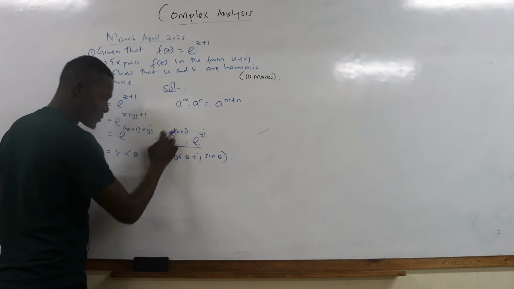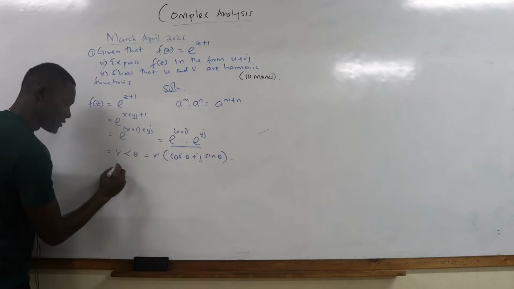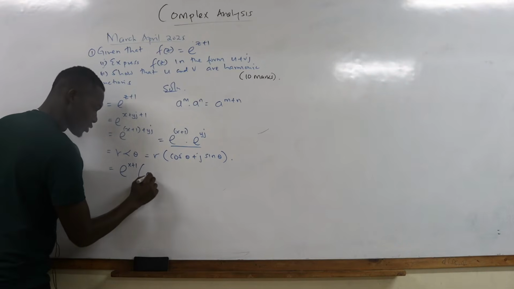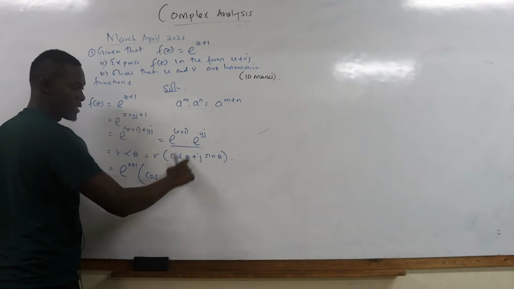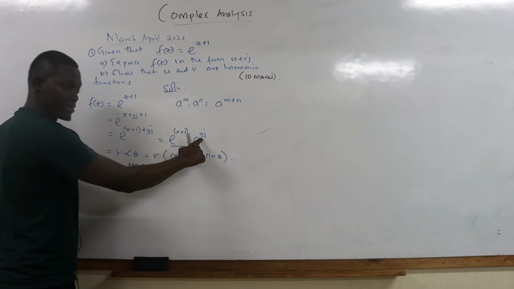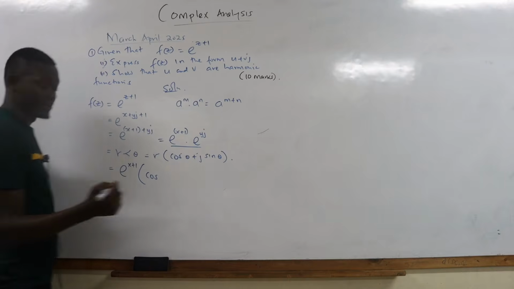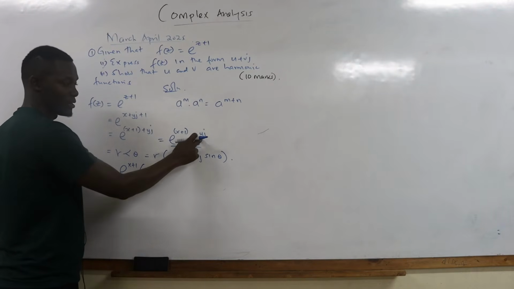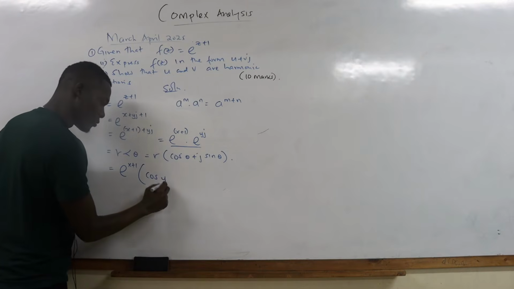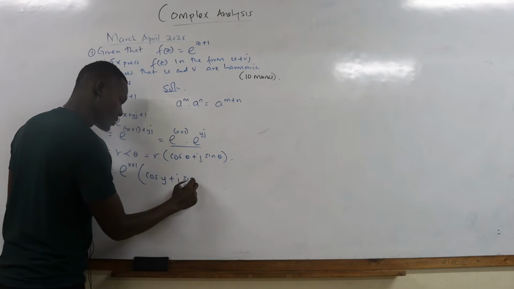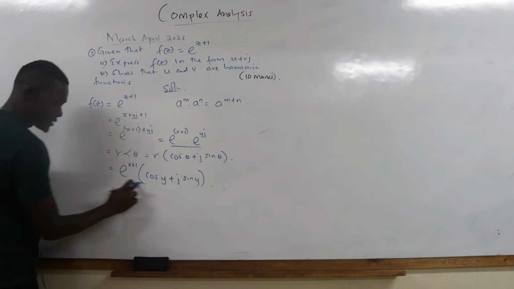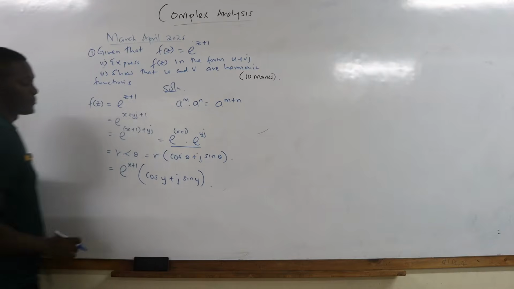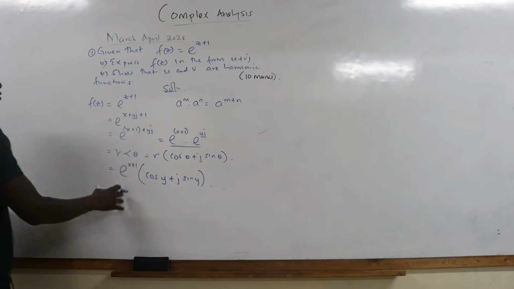Our r will be this value because it is a real value. So we shall have exponent (x plus 1) outside, into bracket cosine of, and our theta here is represented by y, so cosine y plus j sine y. This is a representation from exponential form changed to polar form. Then we can open this bracket into real and imaginary.